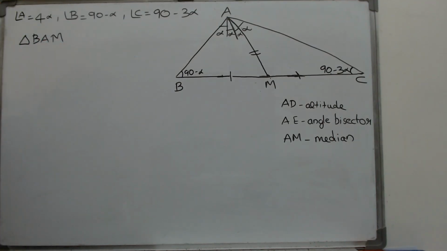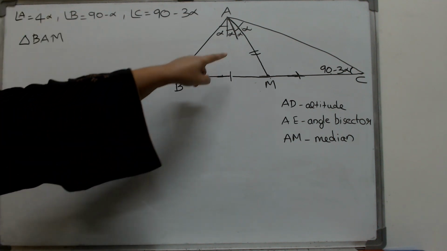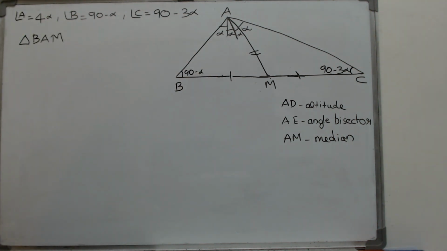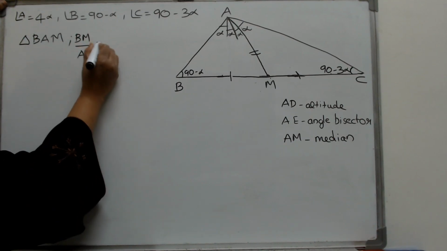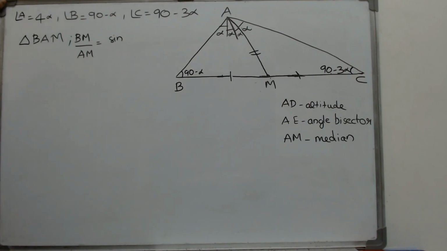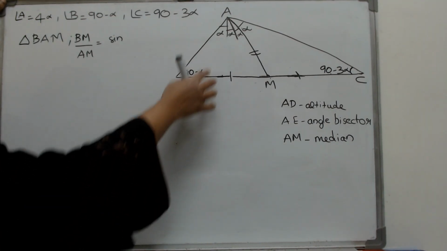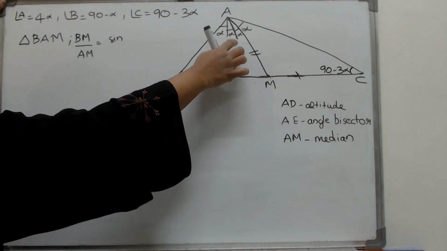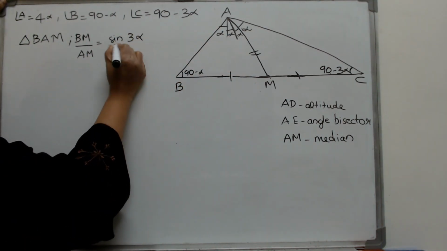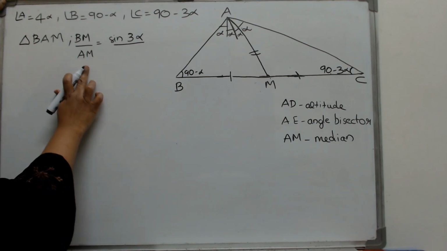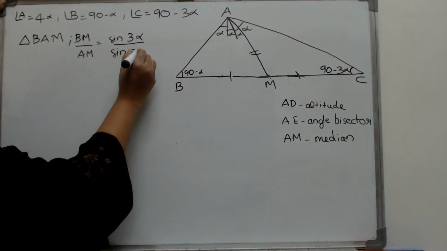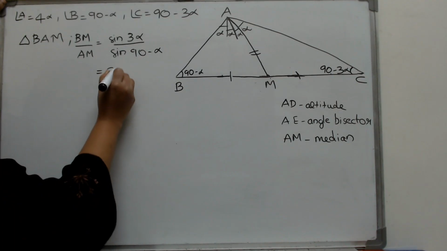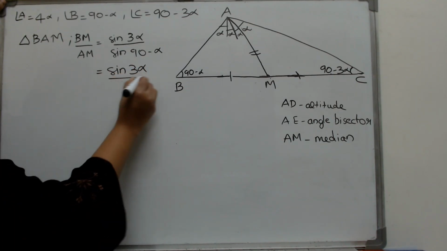Now what does the sine rule say? The ratio of any two sides is equal to the ratio of the sine of their opposite angles, which means what? BM by AM is equal to the sine values of their opposite angles. BM is here and its opposite angle here is what? It is actually 3 alpha. So sine 3 alpha by AM. What is the angle opposite to AM? It is 90 minus alpha. So it is sine 90 minus alpha. That means this is equal to sine 3 alpha by cos alpha.